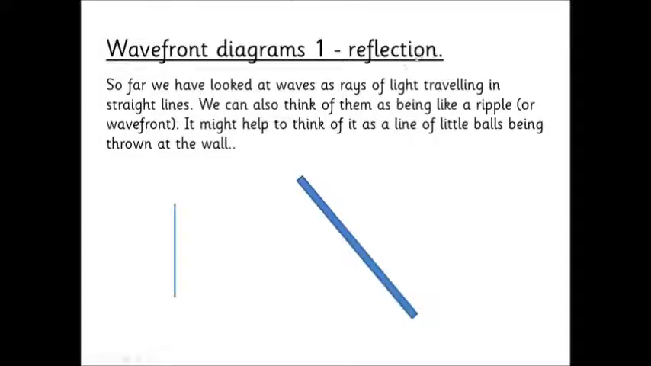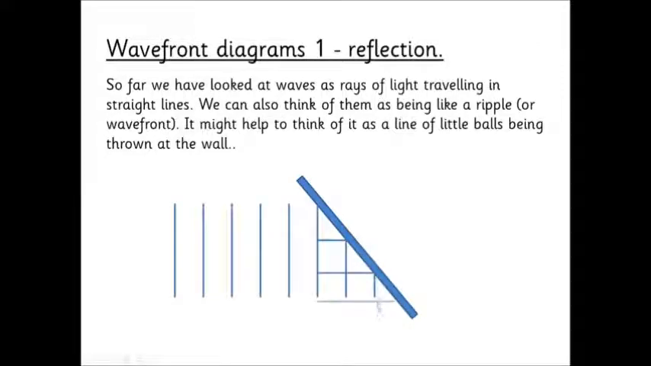We'll do reflection. So far we've looked at waves as rays of light travelling in straight lines. We can also think of them as being like a ripple on a pond, or what's known as a wavefront, and it might help with this animation to think of it as a line of little balls being thrown at the wall. So imagine along this line, if you had literally 10 or 15 balls all moving straight towards this wall, and hopefully if I just let it run, the balls will get closer to the wall, and then the ones that hit it first would bounce off, and then the others would bounce off. So you get these balls in a line bouncing off, and if you think about it, they would all come off at the same angle that they went in.